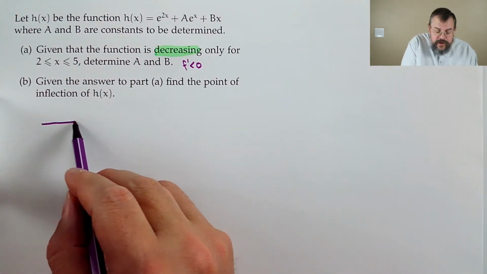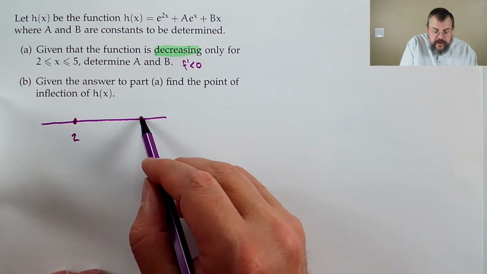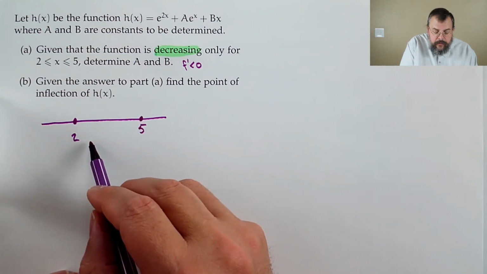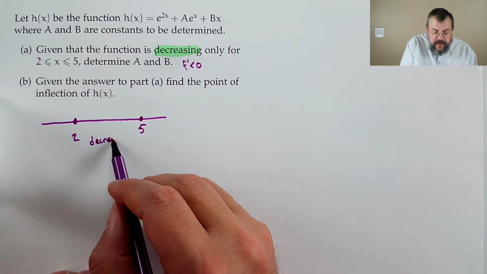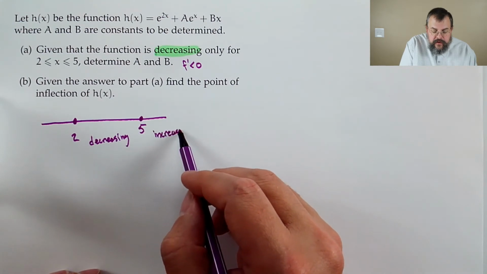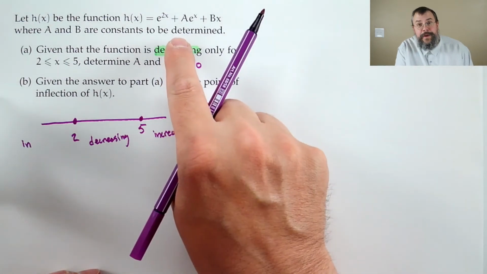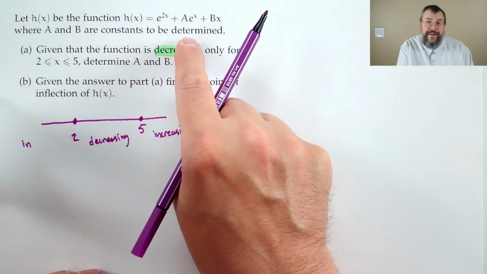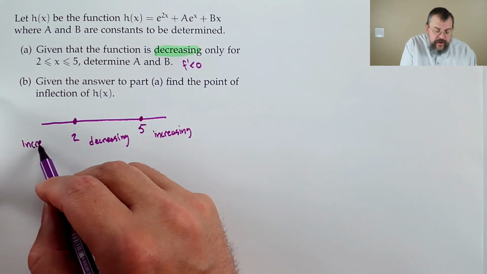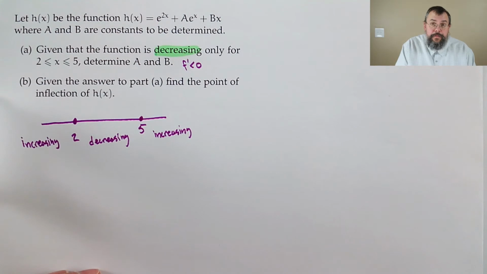So intuition says, all right, if I plot my line, here's 2, here's 5, then what's happening is I have to be decreasing only between 2 and 5, which means that otherwise I should be increasing. Now you might say, couldn't we be flat? No. The only way you can be flat is if you're constant, and this is not a constant function. All right. So there's our sort of behavior of the function. But we can translate this, of course, into information about the derivative.